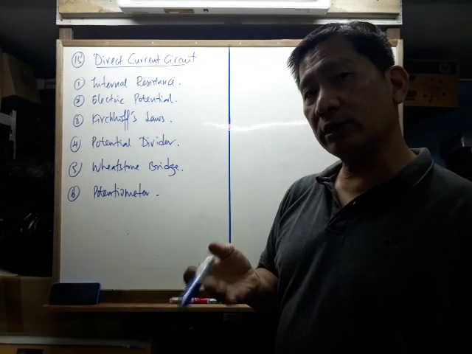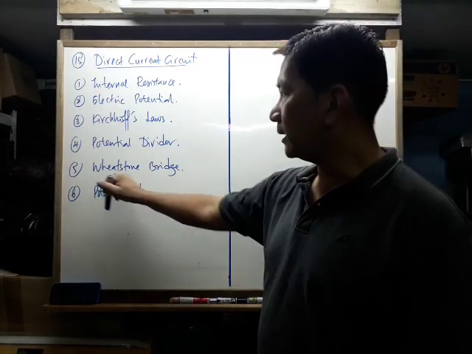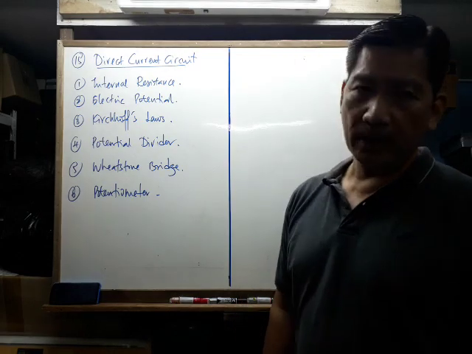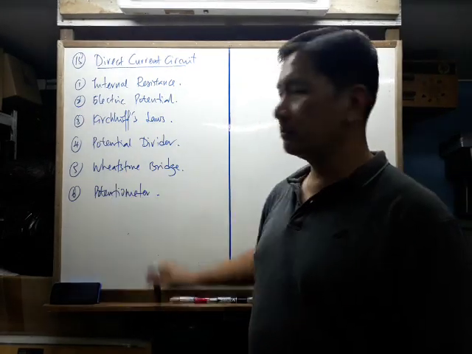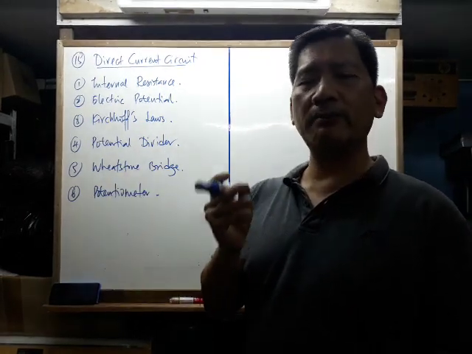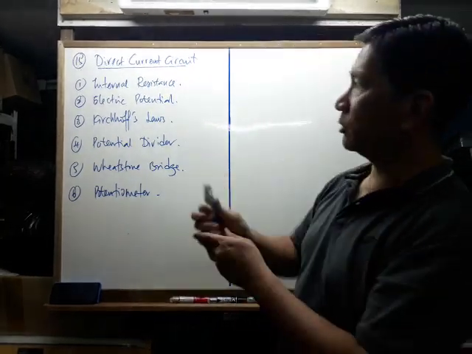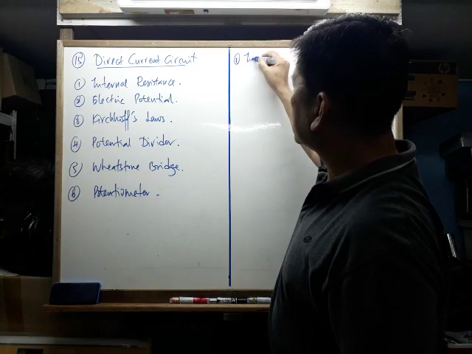We are going to understand what is the meaning of balance bridge and so on. And then we have Wheatstone bridge, and finally we have potentiometer. Under the Wheatstone bridge and potentiometer, we're going to have their own applications. So we're going to start with number 1, internal resistance.